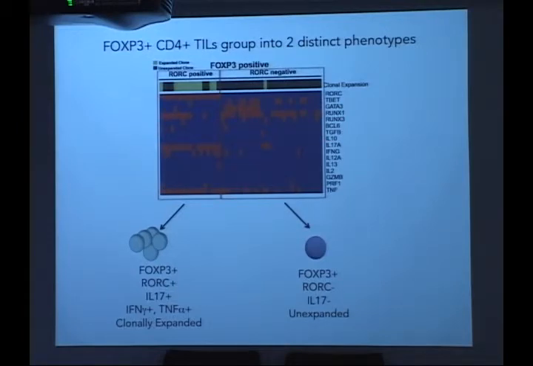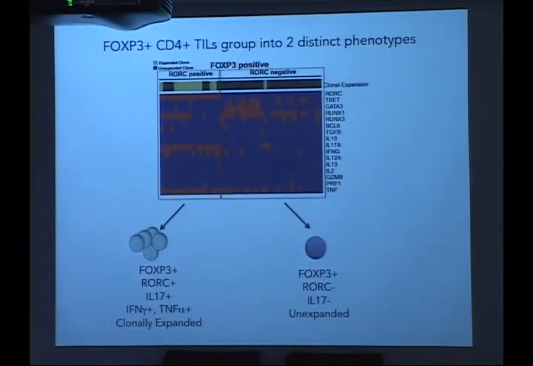Another really striking aspect is that the RORC positive cells were basically all clonally expanded, whereas for these cells, you only see their TCRs once in the whole data set. So now you start to see what we can do by looking at the TCR sequence in addition to the phenotypic analysis. It lets us know that the FOXP3 positive cells that don't express RORC generally do not express IL-17 and are generally unexpanded, whereas these double positive cells are usually expanded and they do express IL-17.